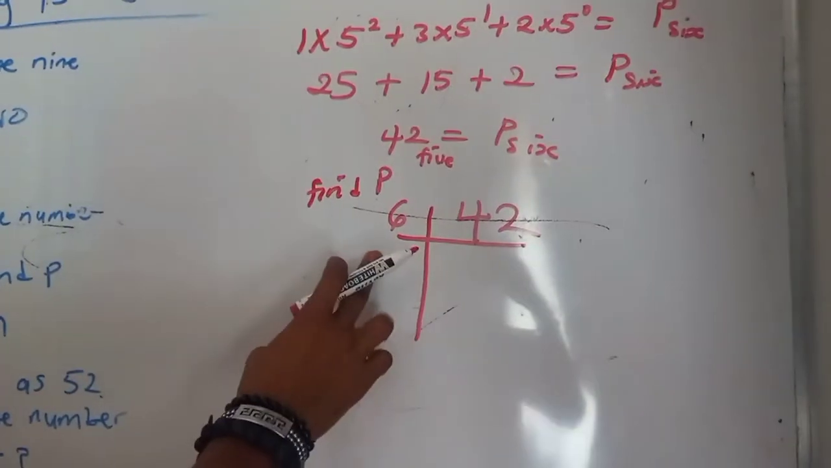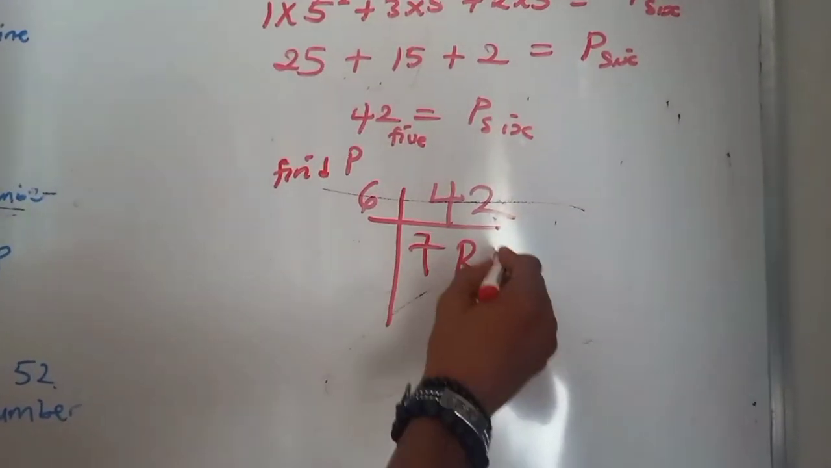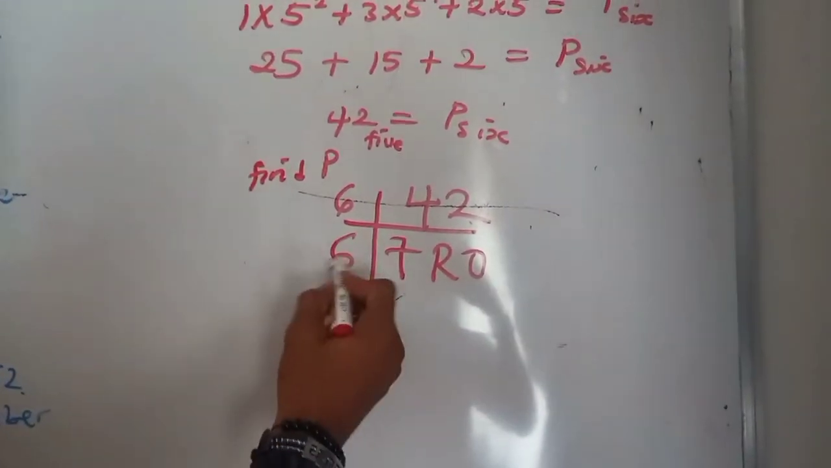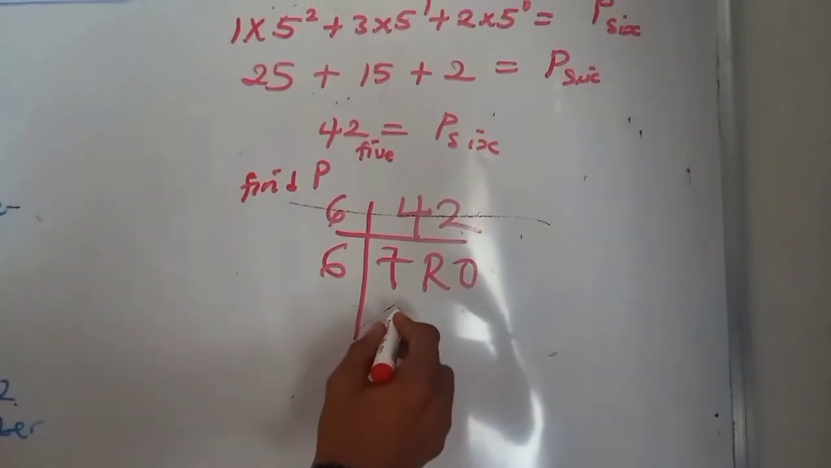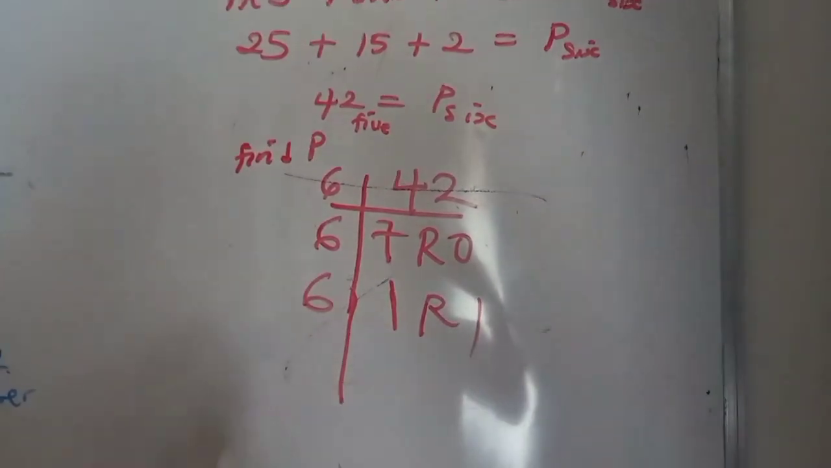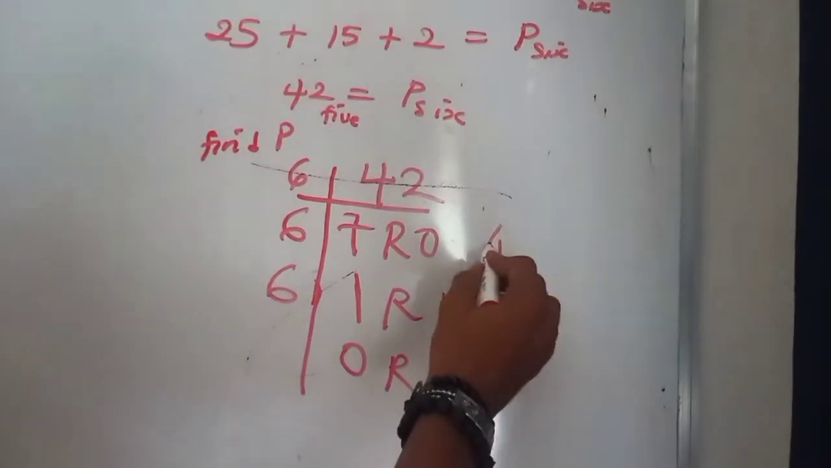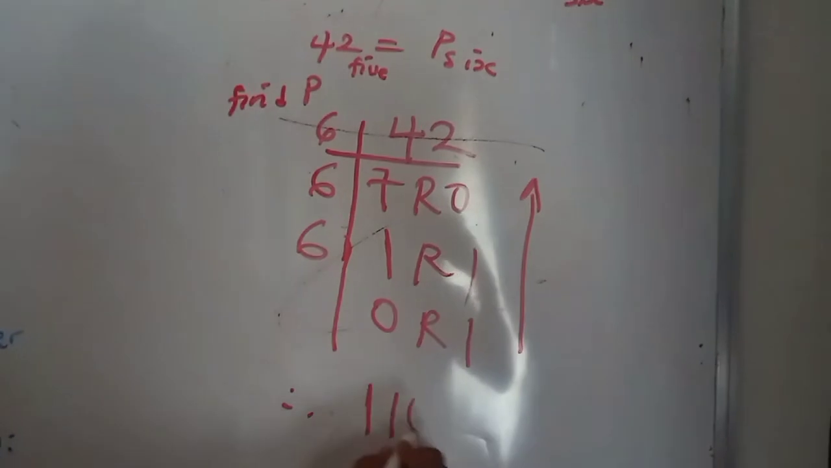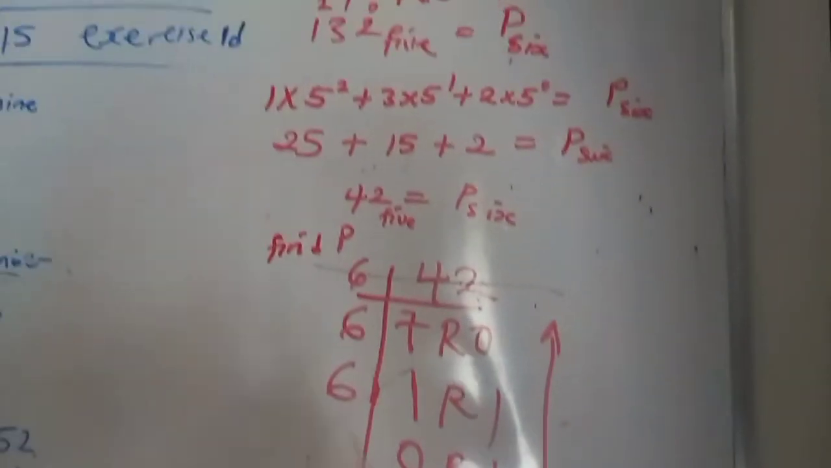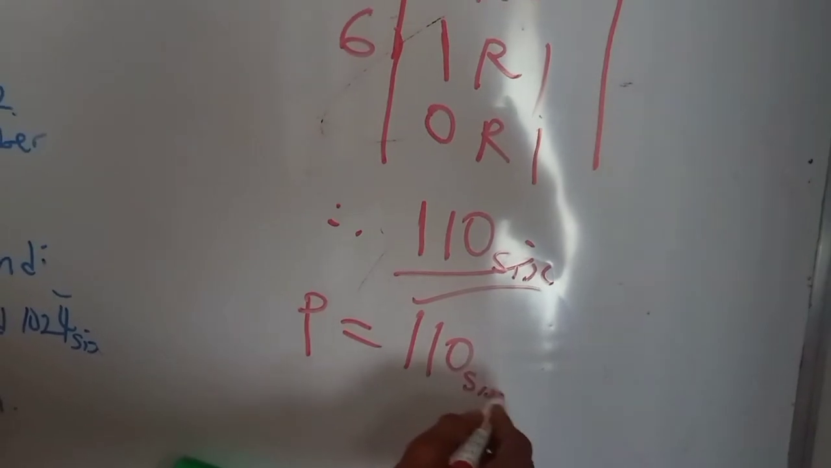So 6 goes into 42 how many times? 7 times, with nothing left, 0. We go again. 6 goes into 7 how many times? 1 time, with remainder 1. 6 going into 1 is not possible, so it is 0, with remainder 1. Bring this 1 back again. So this is my answer. Therefore 110 base 6 is my final answer. Being that my P is equal to 110 base 6.